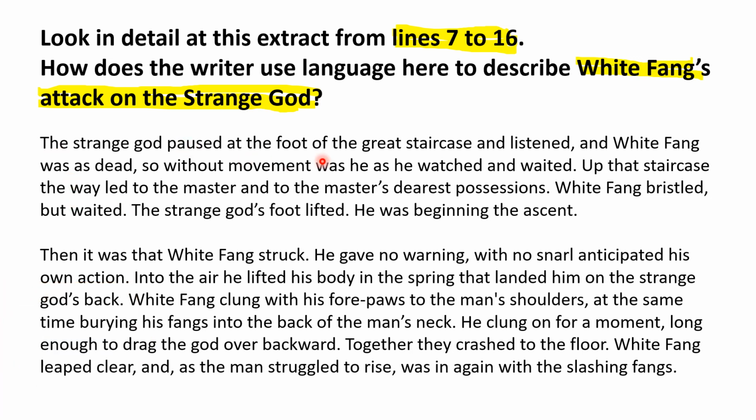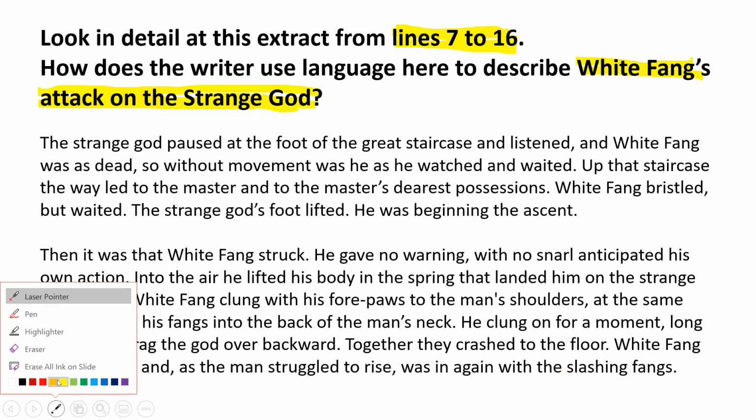The strange god paused at the foot of the great staircase and listened. And White Fang was as dead, so without movement was he, as he watched and waited. Up that staircase, the way led to the master and to the master's dearest possessions. White Fang bristled, but waited. The strange god's foot lifted. He was beginning the ascent. Then it was that White Fang struck. He gave no warning, with no snarl anticipated his own action. Into the air he lifted his body in a spring that landed him on the strange god's back. White Fang clung with his four paws to the man's shoulders, at the same time burying his fangs into the back of the man's neck. He clung on for a moment, long enough to drag the god over backward. Together they crashed to the floor. White Fang leaped clear, and as the man struggled to rise, was in again with the slashing fangs.